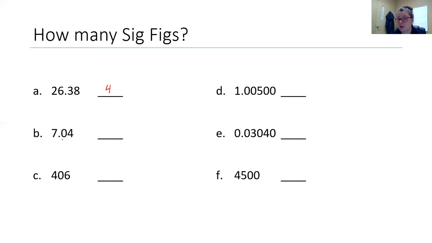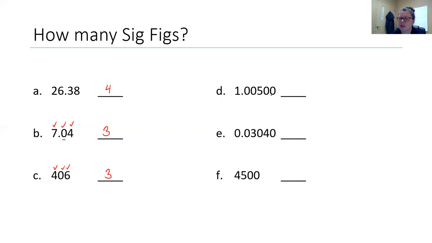B, 7.04. Well, this 0 is in between two, this counts and this counts, so the middle one counts as well. So this would be a 3 sig fig. 406, same thing. A 0 sandwiched between two numbers, it counts, so that's 3 sig figs as well.